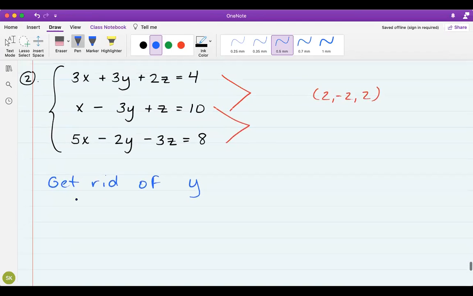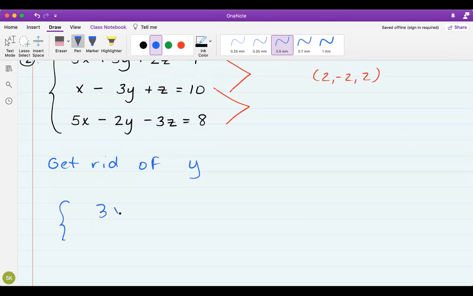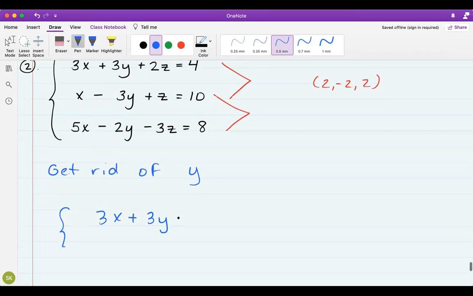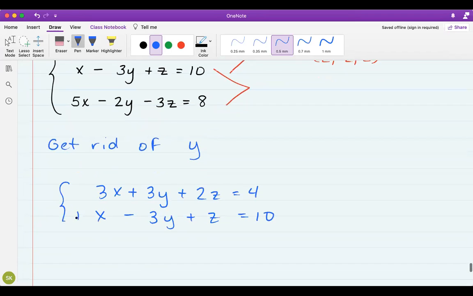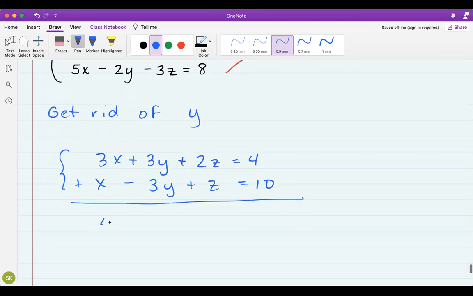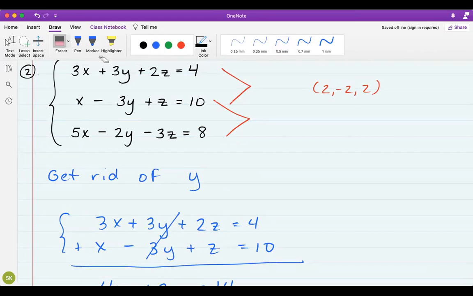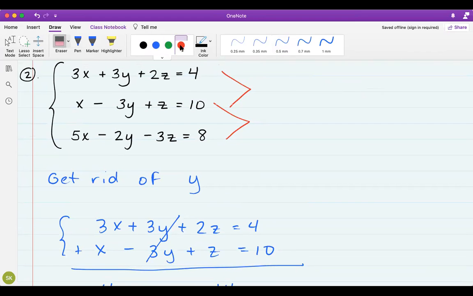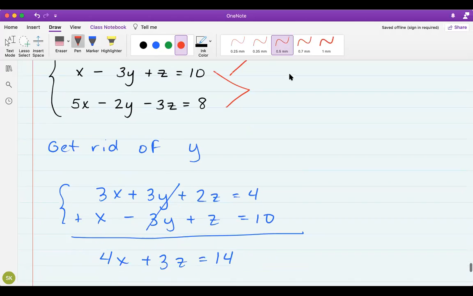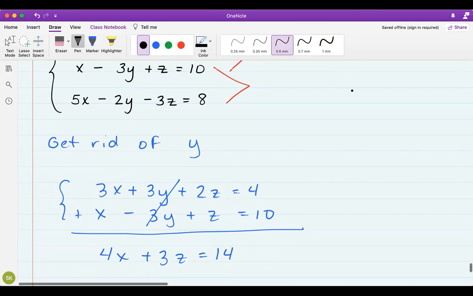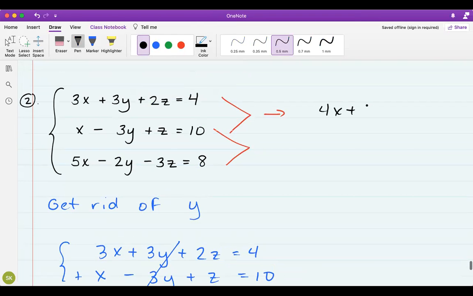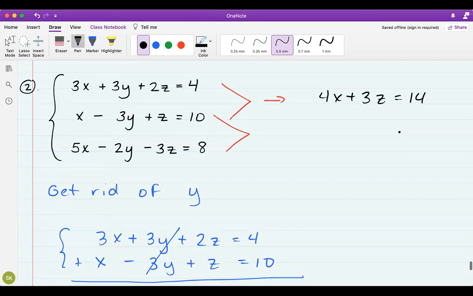Okay, so let's go with this. The first two equations are 3x plus 3y plus 2z is equal to 4, and x minus 3y plus z is equal to 10. What I'm going to do is just add these two together. So I get 4x, the y's go away, plus 3z is equal to 14. Okay, I'm going to erase this, and put this new equation that we found right here. 4x plus 3z is 14.